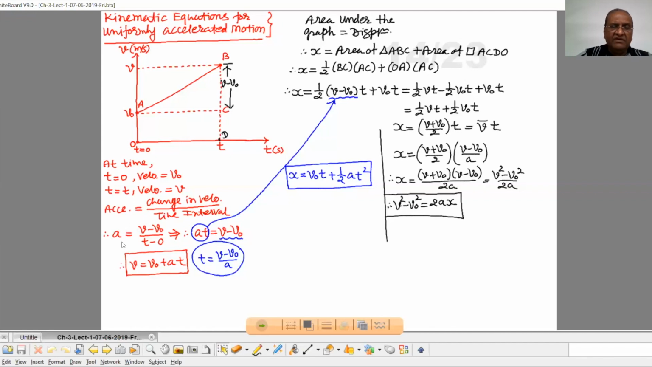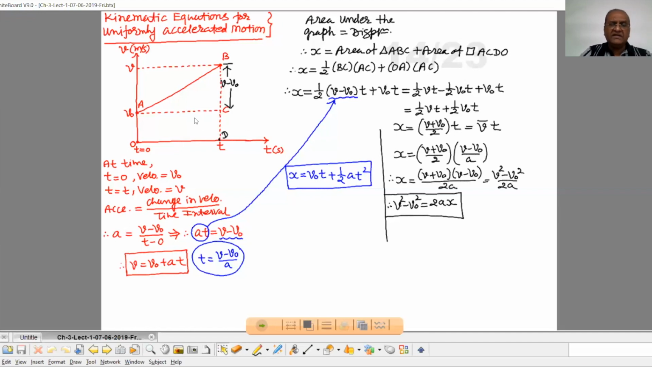So from this one, we can write at, taking this t on the left hand side, equal to v minus v0. So finally, our equation we can write is v equal to v0 plus at. This is one equation. And from this equation, we can write t equal to v minus v0 upon a. Keep it as it is. Later on, we will use this equation.